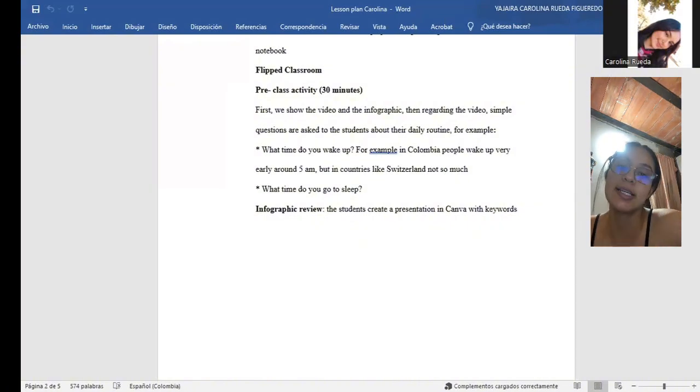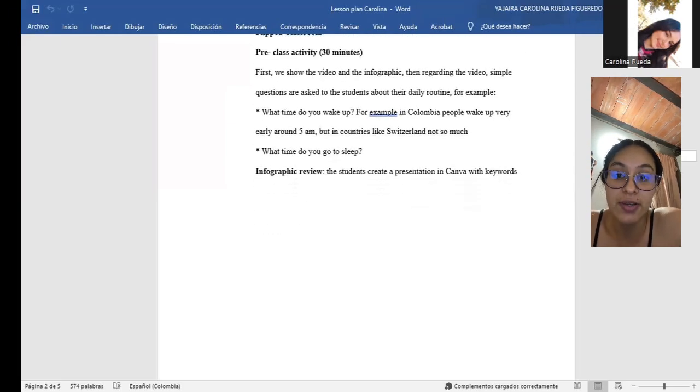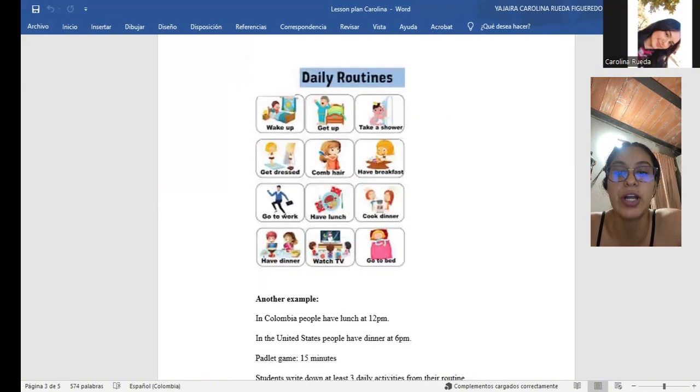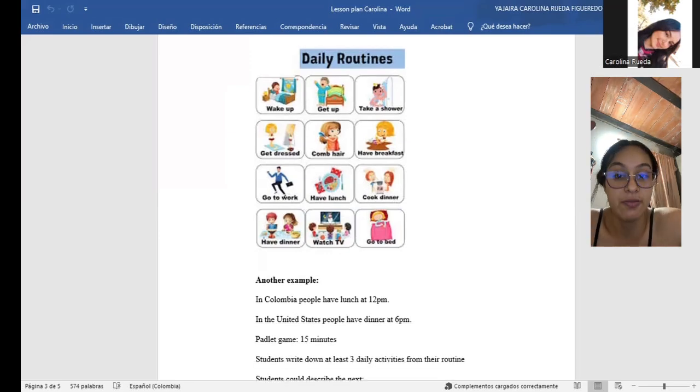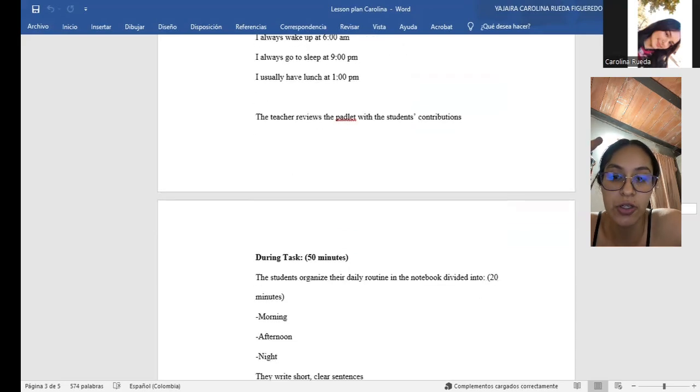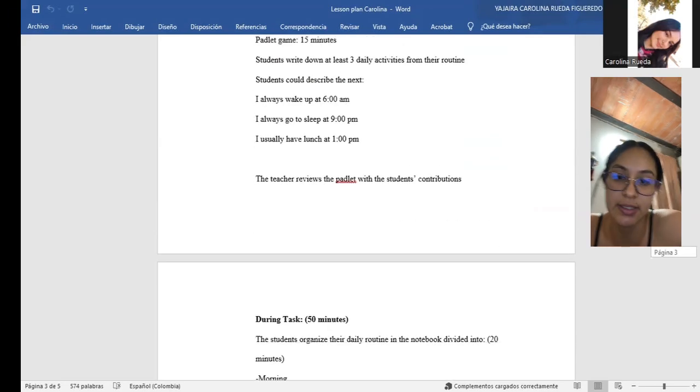2. Pre-class or flipped classroom. Before the class, students access the content on Google Classroom. First, they watch a YouTube video about daily routines for A2 level. Then, they review an infographic with examples of sentences about daily activities. After that, they complete a game in Educaplay, a quiz in Google Forms, and an activity in a Padlet.